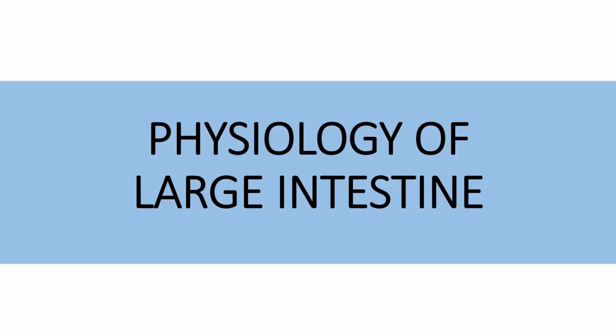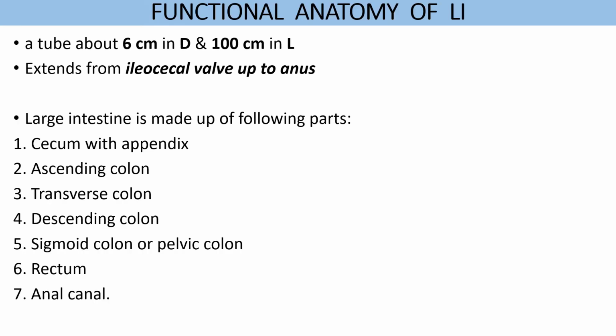Now, the last topic for today's lecture is the physiology of the large intestine. The large intestine is a muscular tube of about 6 centimeters in diameter and 100 centimeters in length, extending from the ileocecal valve to the anus. It is divided into the cecum, which has the appendix, the ascending colon, the transverse colon, then the descending colon, sigmoid colon, then the rectum, and ultimately the anal canal.